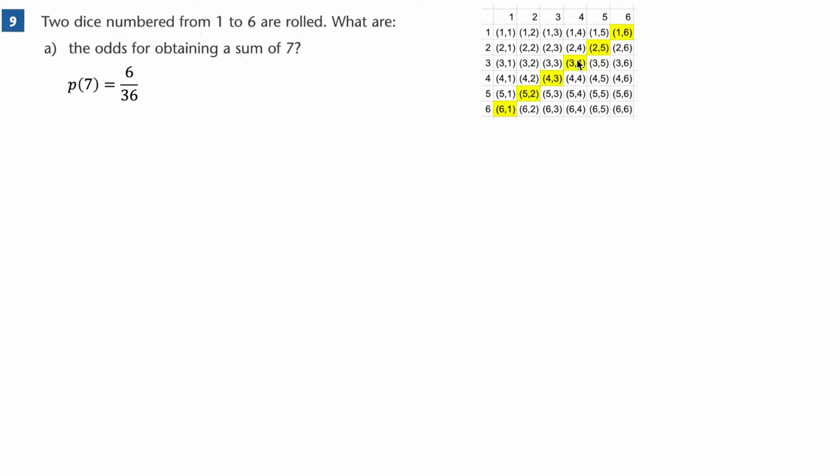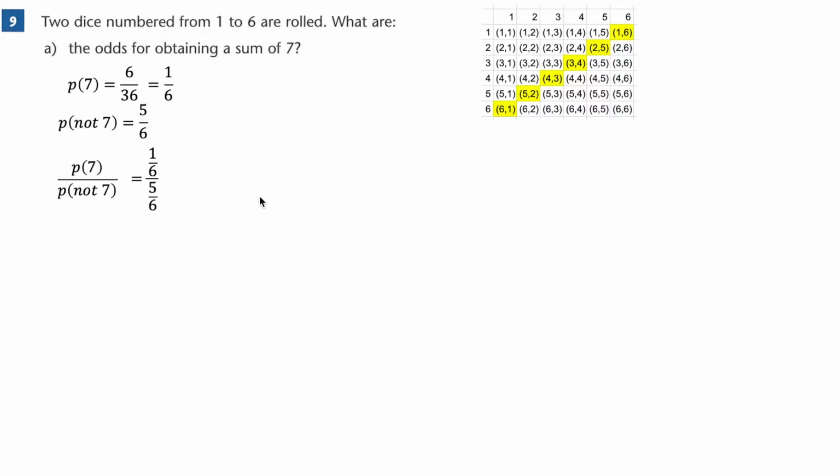There are 6 combinations that will give us 7 out of 6 by 6. There are 36 results here. 6 out of 36, which reduces to 1/6. So that's the probability of getting a 7. The odds of obtaining the sum of 7 would be the probability of getting a 7, which is 1 out of 6, divided by the probability of not getting 7, which is 5 out of 6.